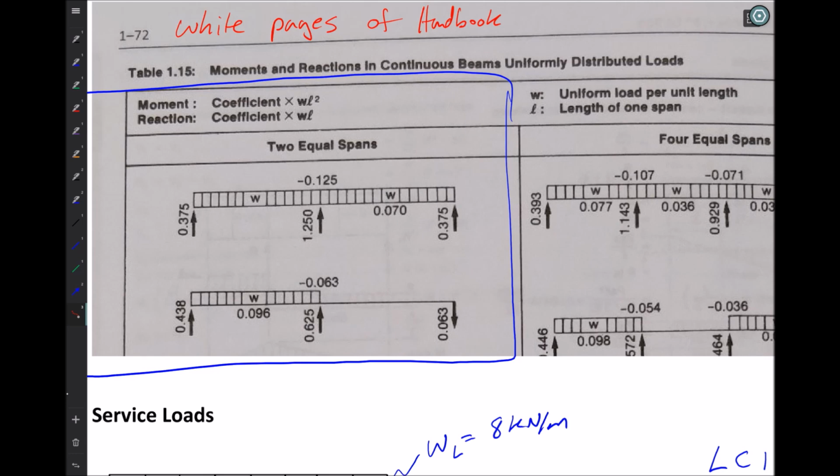So that's load case or load pattern 3. So I'm going to take the 0.438 for the left, 0.625 for the center, and over here we'll note that now this is a downwards reaction, so we'll have to consider our sign carefully when we use that one here.